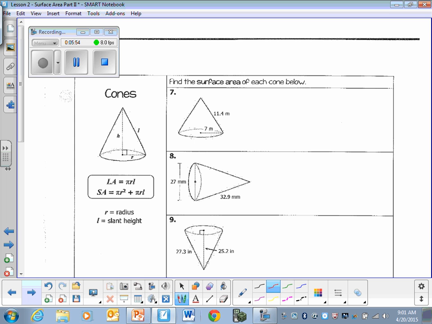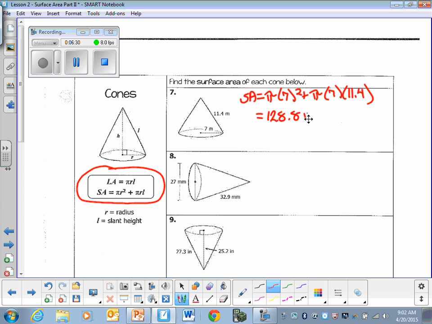Cones are up next. So this one, lateral area is pi r L. Surface area is pi r squared plus pi r L, or base plus lateral area. So my surface area will be pi times 7 squared plus pi times 7 times 11.4. And once again, we're going to leave this in terms of pi. So 49 plus 7 times 11.4 means we're going to have 128.8 pi meters squared.